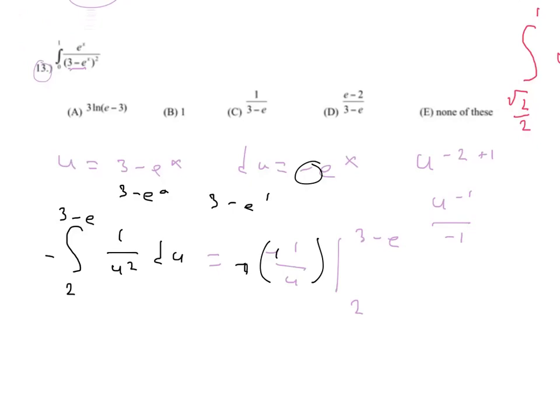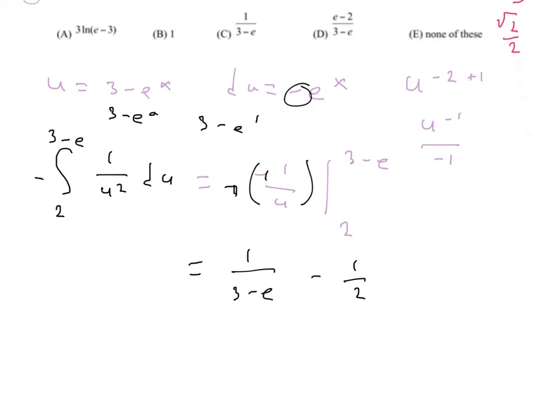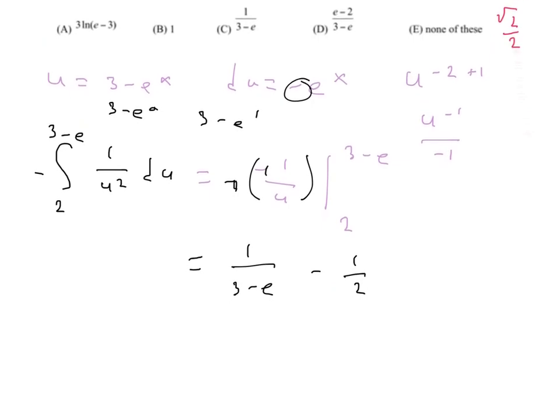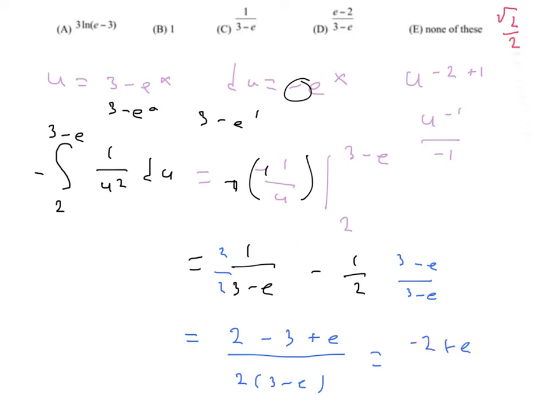Now let's plug in our limits of integration. So 1 over 3 minus e minus 1 over 2. Let's get a common denominator. 3 minus e over 3 minus e, 2 over 2. So we get 2 minus 3 plus e over 2 times 3 minus e, and we look at our answers, none of those were our correct answer.